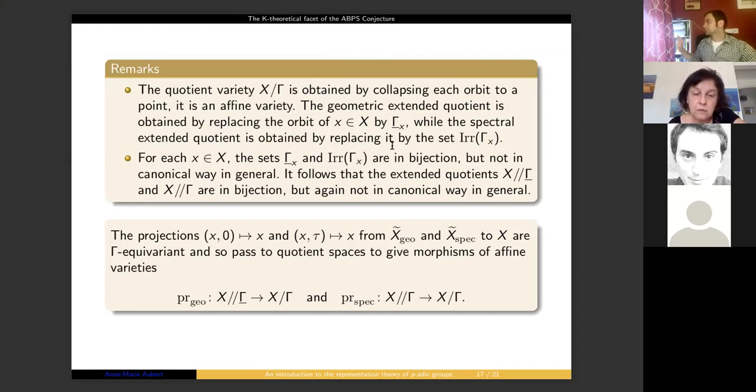Clearly these two sets are in bijection, but the point is that in general there is no canonical bijection between them. As a consequence, the two versions of the extended quotient are in bijection, but again not in a canonical way in general. And of course, by definition, we have a natural projection from each extended quotient to the usual quotient X mod Γ.